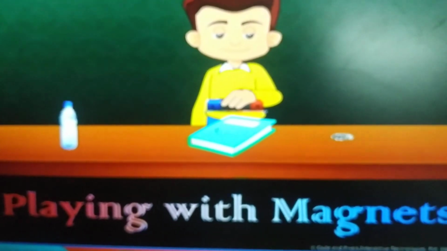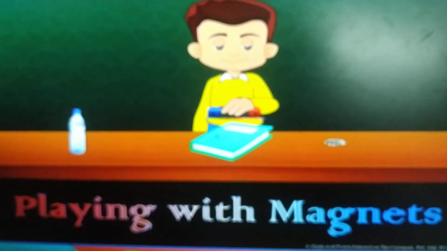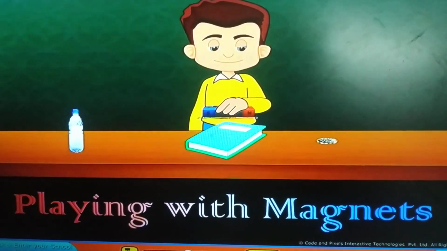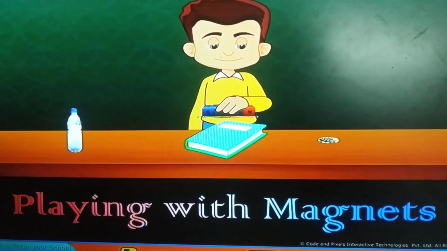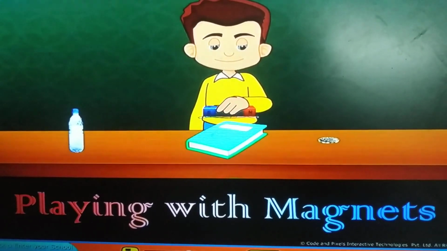So this is the lesson, playing with magnets. I hope you understood the lesson. If not, once again revise these videos, read your textbook well and do the activities as described. You have to do the activities, then you can understand very well.